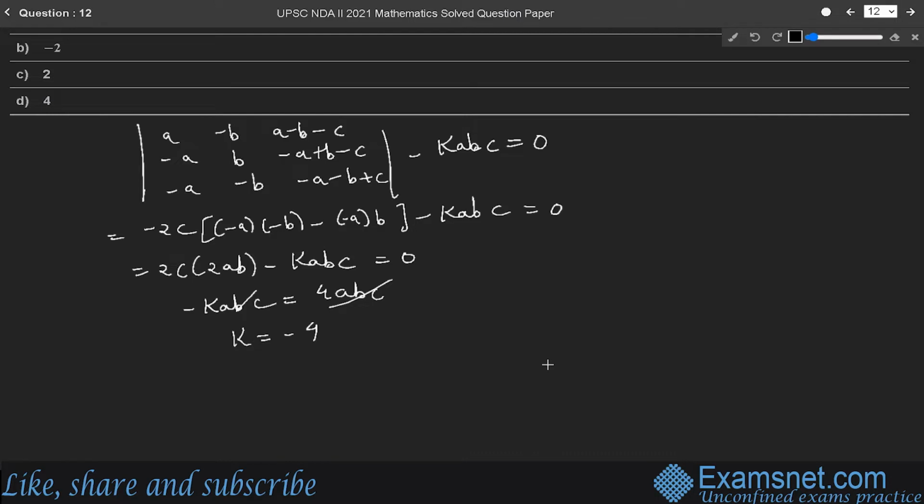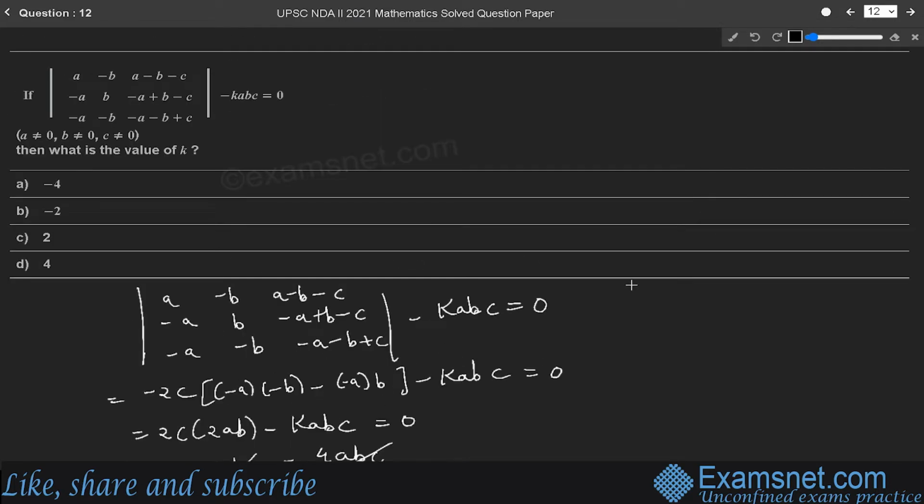Whenever this type of question comes, when there is a determinant and a term, you simply have to find the expansion for the determinant and you will get the value of the given variable. Therefore, for this question, the correct option is option number A, which is minus 4.